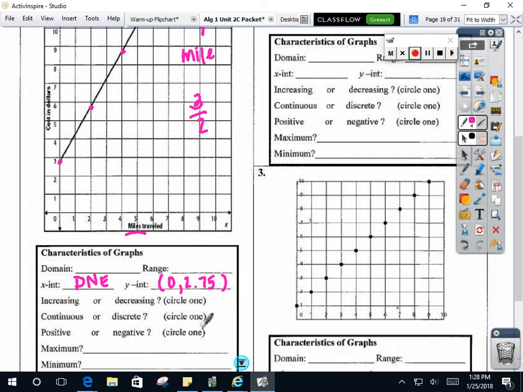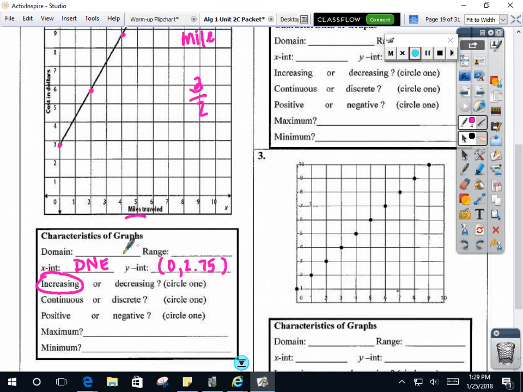Okay, is this graph increasing or decreasing? Right, because it goes up from left to right. As the miles increase, the cost in dollars increases. So for that reason, isn't it also positive?